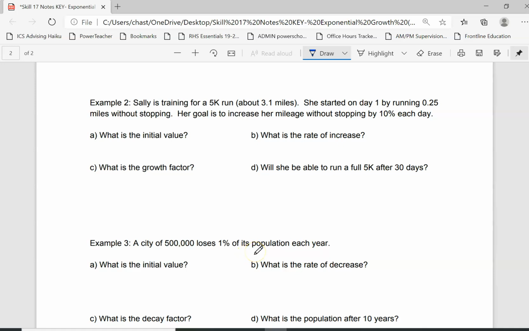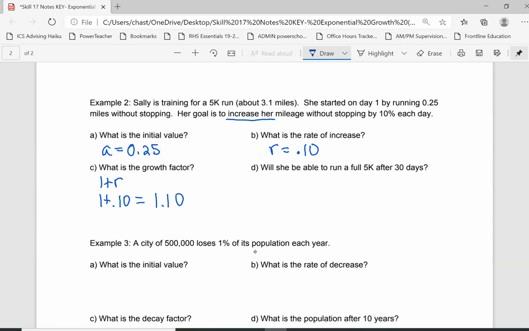The next one says Sally is training for a 5K run, which is about 3.1 miles. It says that she started on day 1 by running 0.25 miles without stopping. That would be our initial value. Her goal is to increase her mileage without stopping by 10% each day. So our rate would be 10% as a decimal, so 0.10. The growth factor, since we are increasing, is 1 plus r, so 1 plus 0.10, so 1.10.